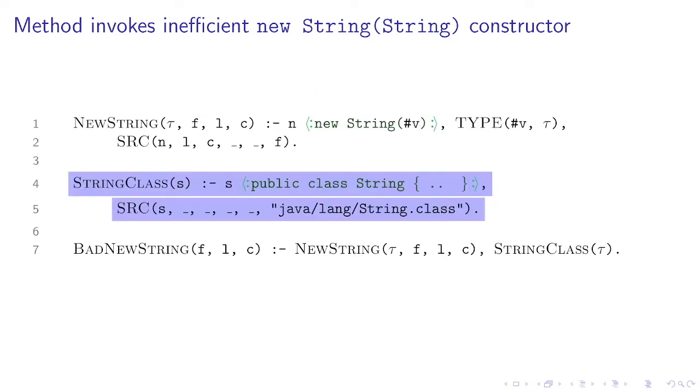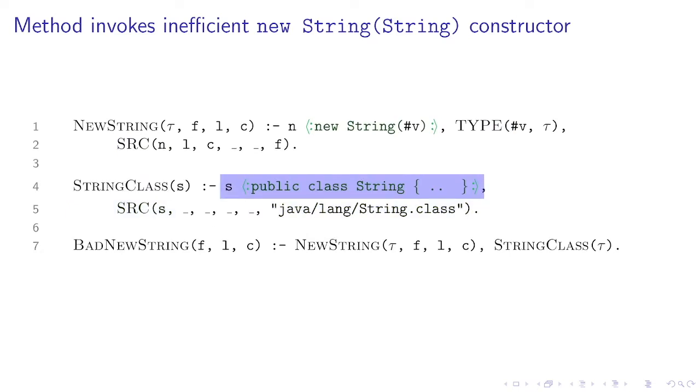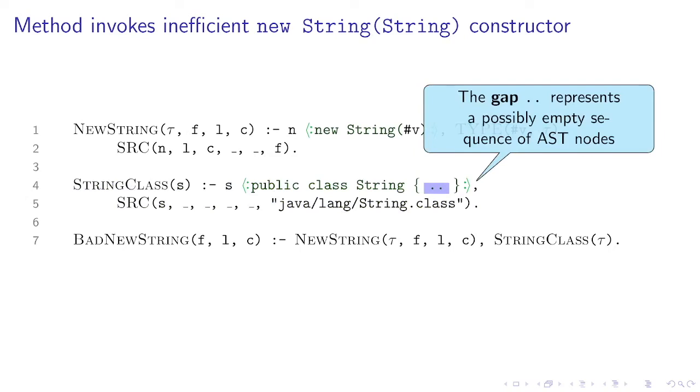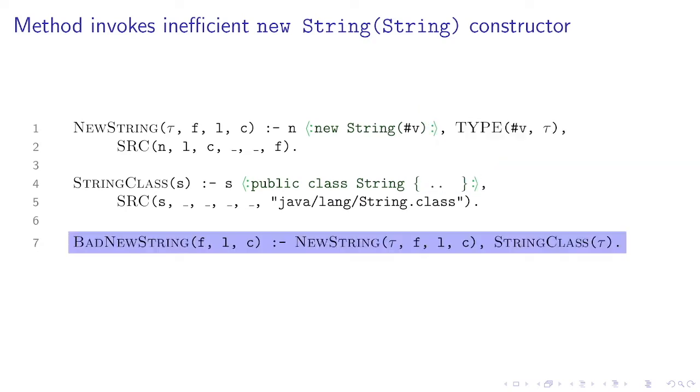In the second rule, we define the string class predicate, which contains a single element, the declaration of the string class. In this pattern, the gaps match a sequence of declarations. Let's observe that built-in Java classes do not require special treatment in JavaDL. The last rule filters from the new string predicate the reports of interest. This shows how we can implement the checker in Datalog extended with a very small set of features: syntactic patterns over the full Java language, and a small set of semantic predicates.